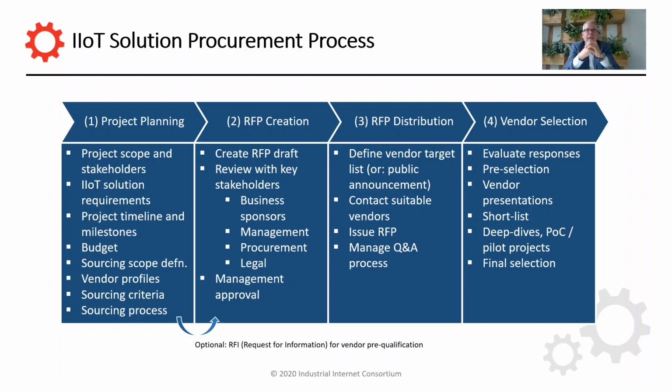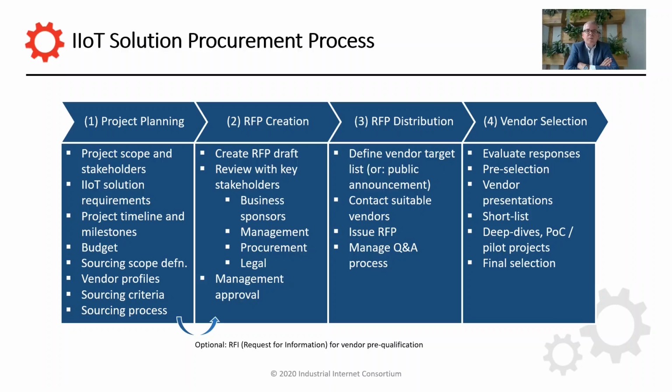So how does an ideal IoT solution procurement process look like? We have identified 4 phases. The first one is project planning, which includes project scope definition and stakeholder integration, dealing with your IoT solution requirements, managing the project timeline, milestones, setting up the budget, sourcing scope definition, creating your initial vendor profiles, defining the sourcing criteria, and defining the sourcing process. And we'll look at all of this in more detail in a second.